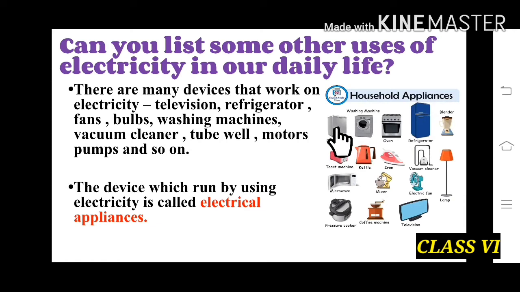Dishwasher is used to wash utensils, washing machine to wash clothes, oven to cook food, refrigerator to freeze all the frozen items, blender, that is mixer, toaster to toast bread, kettle for hot tea, iron to press clothes, vacuum cleaner to clean a house, microwave to cook food, mixer to blend coffee, electric fan, lamp, pressure cooker to cook food, coffee machine to prepare coffee, and television to watch TV. The devices which run by electricity are called electric appliances.